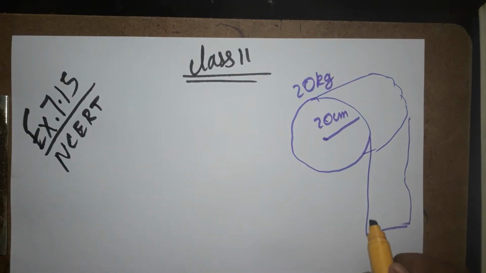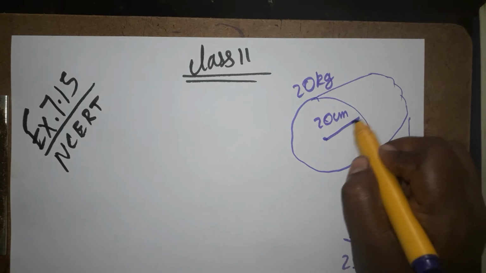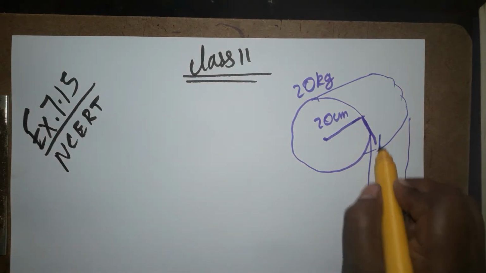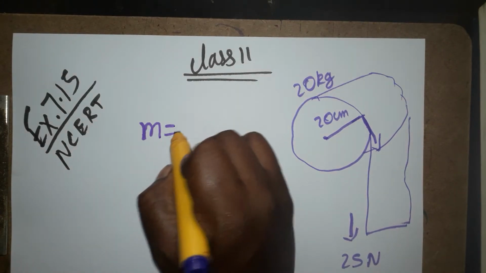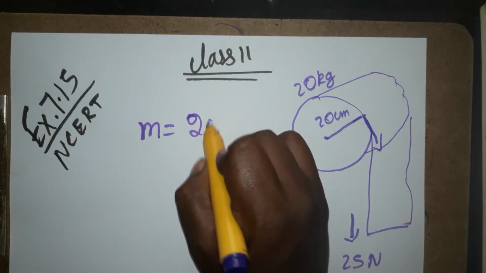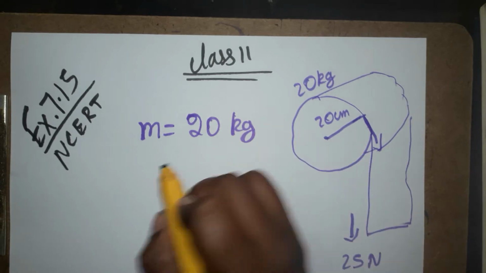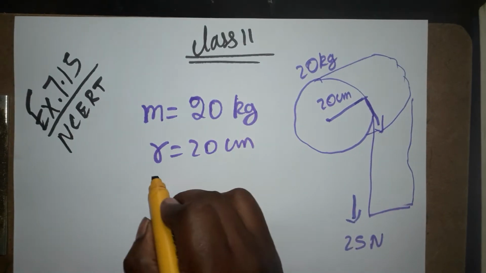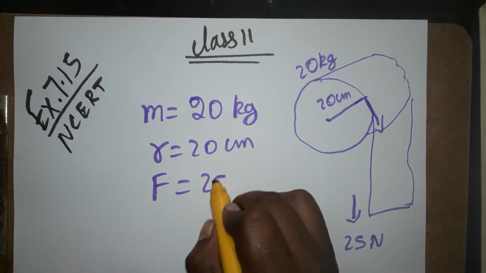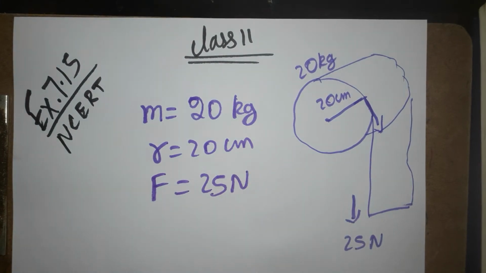The person applies 25 newton, which is perpendicular to the radius of the cylinder. The mass is given as 20 kg, the radius is 20 centimeter, and the force applied is 25 newton. Everything is given in the problem.